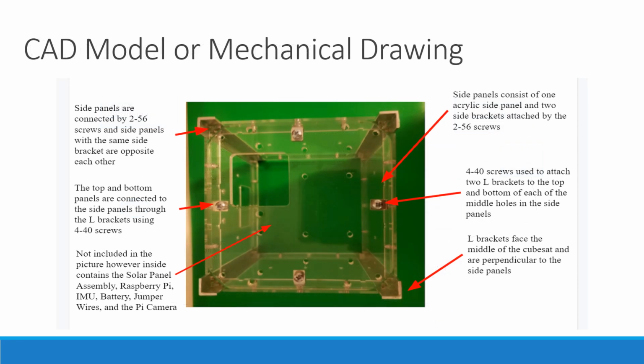CAD model or mechanical drawing. What you're looking at here is an outline or model of our final prototype. The side panels consist of one acrylic side panel and 2 side brackets attached by 256 screws. The 2 L brackets attached to the top and bottom of each of the middle holes in the side panels are connected by 440 screws, and those L brackets face the middle of the CubeSat and are perpendicular to the side panels. The side panels are connected to each other by 256 screws, and the side panels with the same side bracket are opposite each other. The top and bottom panels are connected through the side panels using the L brackets with 440 screws.